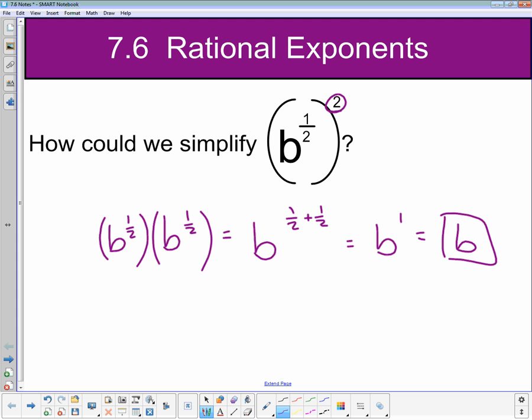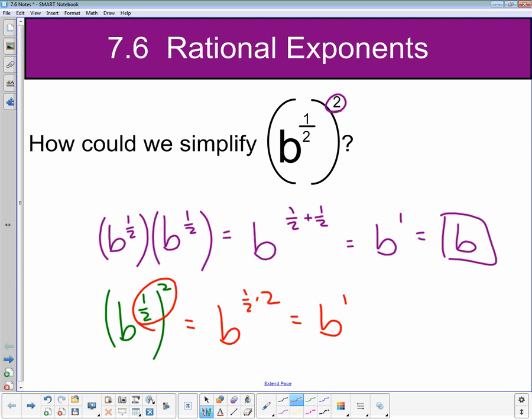Okay, another way that we can think about that is we can think of a power of a power. We know that when we take a power of a power, b to the 1/2 squared would mean that I need to multiply my powers. So that would be b to the 1/2 times 2, and 1/2 times 2 again is 1, so that ends up giving us again just b. So using both of those properties of exponents that we've seen before, we end up getting an answer that is just b to the first power, or b.